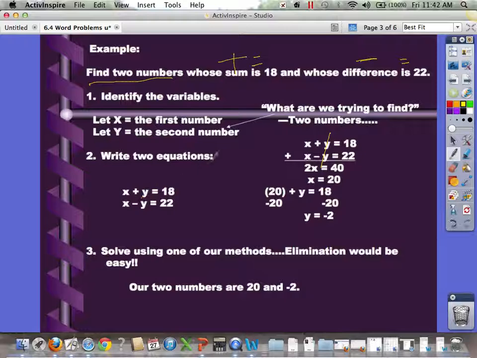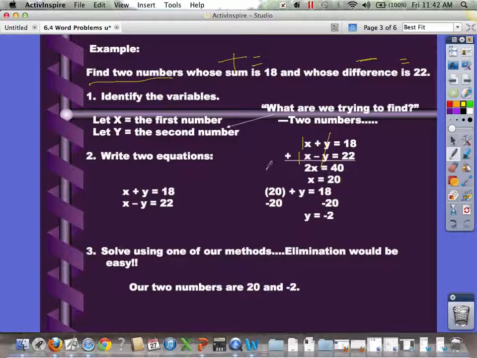So then when you finish doing this one by elimination, you add your x's. That's 1x and 1x make 2x. They don't go away. 2x equals, and 18 plus 22 is 40. Divide by 2, you'll get x to be 20.